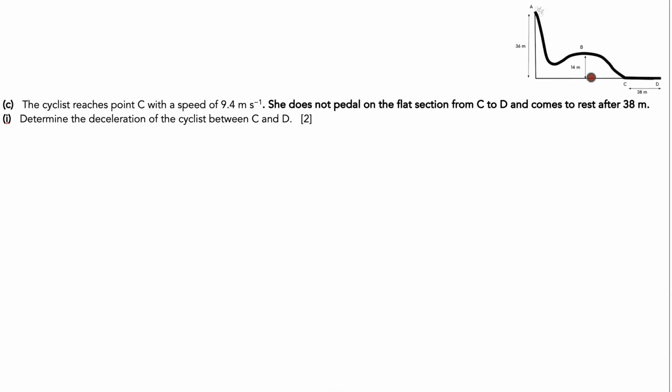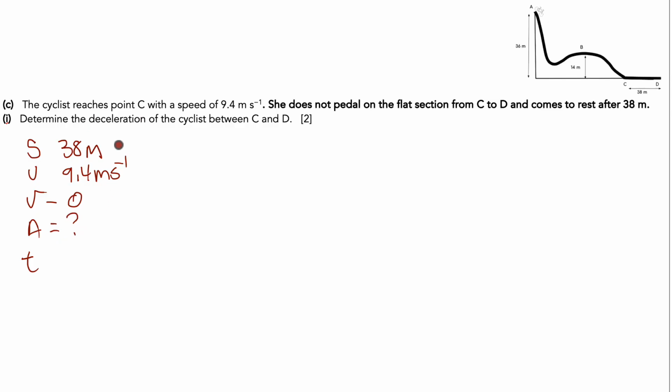Part C, by the time she gets down to here, she's now only going 9.4 meters per second. She does not pedal on the flat section from here to here and comes to rest after 38 meters. Determine the deceleration of the cyclist. Well, we've got a flat place and I'm just slowing down so I can use SUVAT. The distance they travel, 38 meters. My final speed is 0 because I stop. Initial one being 9.4 meters per second. And I'm looking for the acceleration.